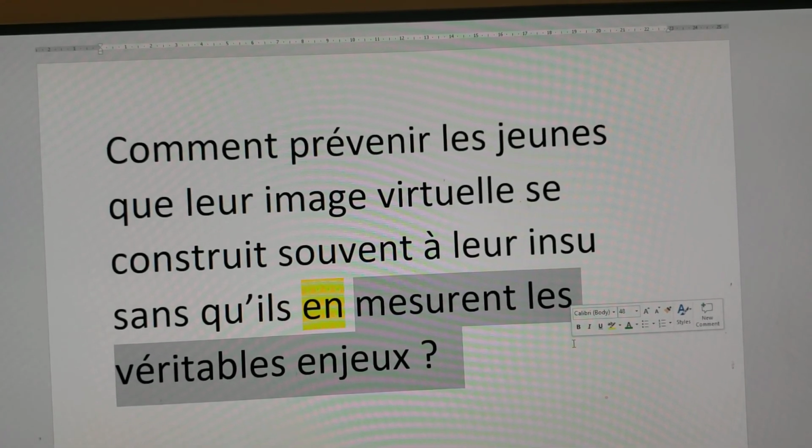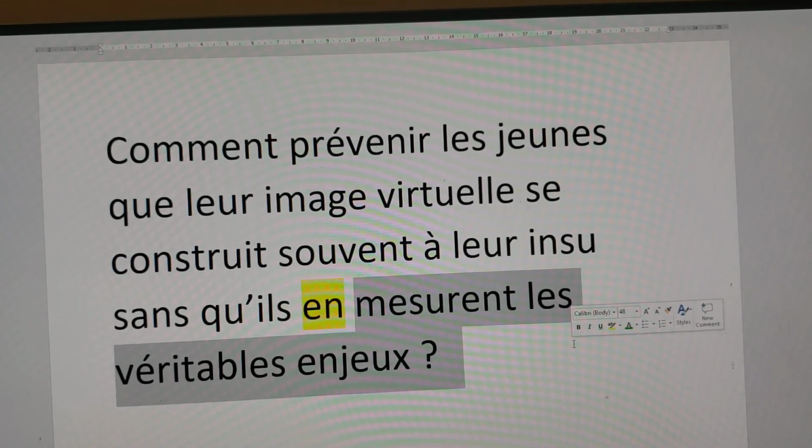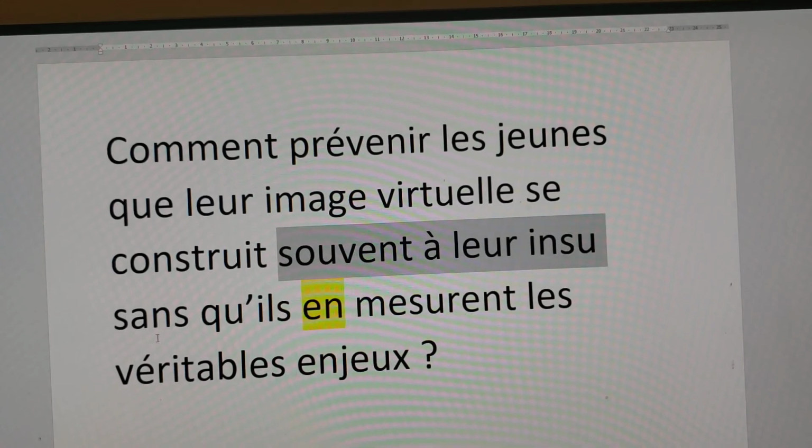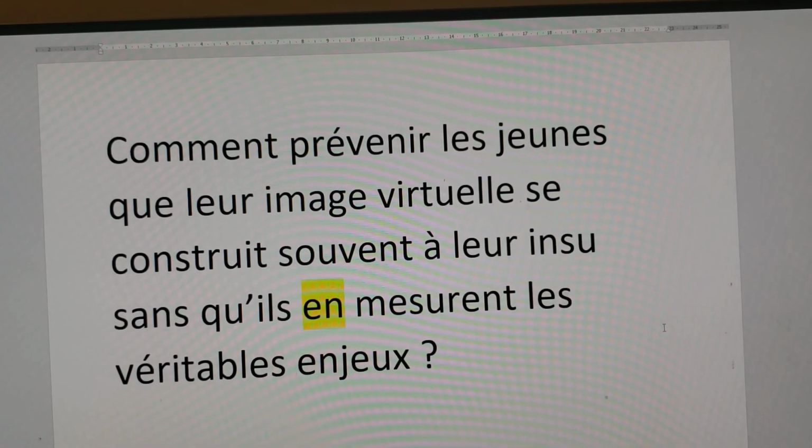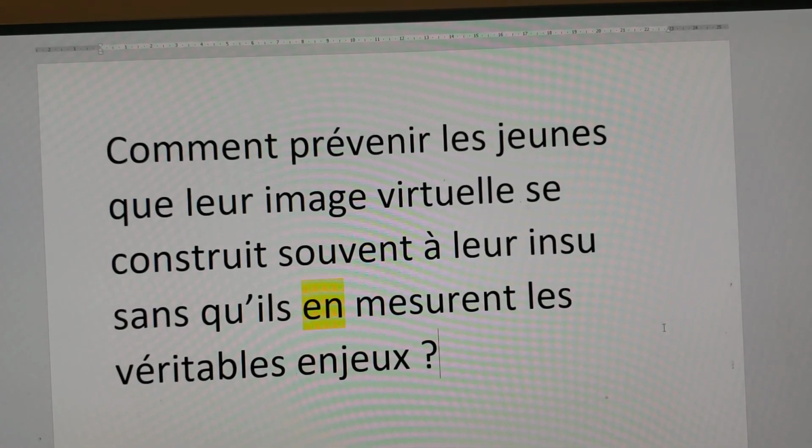Right? How do you warn the youth that their virtual picture generates without their knowledge, se construit, right? Se construit what? It is built by itself. So in this case, what? Which is generated often without their knowledge, without them gauging the real stakes on hand. So basically what it's trying to imply is, when youth create a virtual image of themselves, there is a kind of impression that's generated by it, right? For instance, let's take an example.